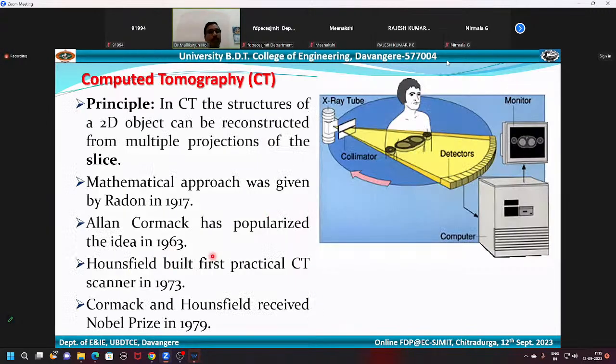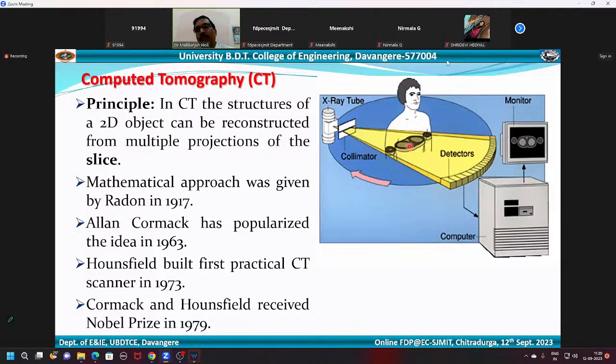So what is the principle of CT? In CT, the structure of a 2D object can be reconstructed from multiple projections of the slice. In CT, we use an X-ray tube. On one side we have the X-ray tube, on the other side we have a set of detectors. The X-ray goes around the human body, making one complete circle, or it can be a half circle also. The X-ray penetrates through this part of the body, and whatever tissue is present here absorbs some of the radiation. The unattenuated X-ray falls on the detector.